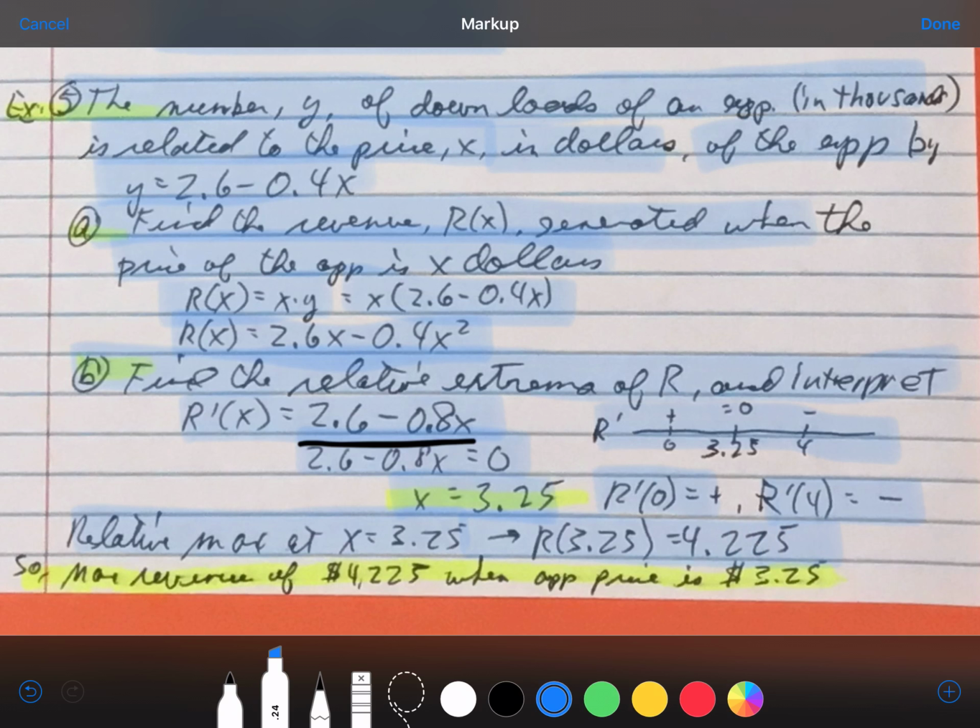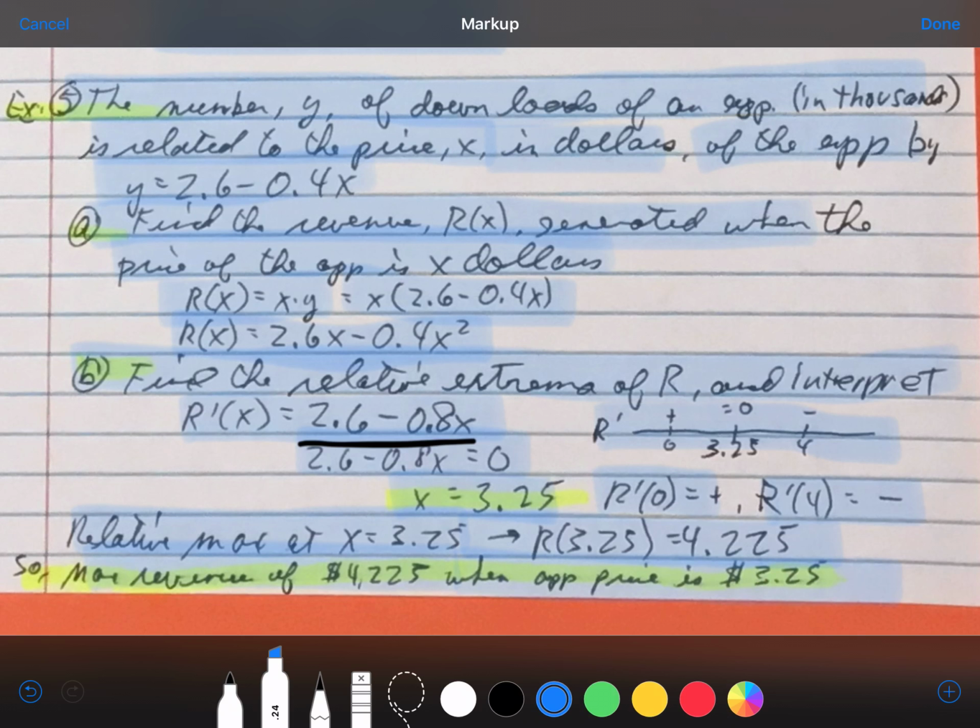Now, what is that in the context of this problem? Well, again, what was r? R was the revenue in thousands of dollars, and X is the price of the app in dollars. And since that point where X equals 3.25 is the location of a relative max, that would be a maximum value of our function. Or in this case, it's the maximum revenue. So the fact that there's a relative max there tells me that we have a maximum revenue in thousands, 4.225, or $4,225, when the app price is $3.25.